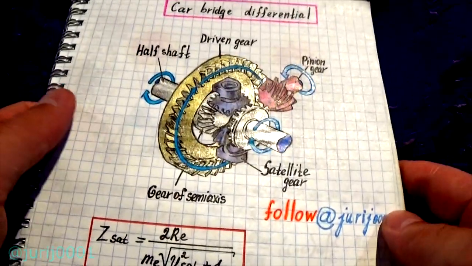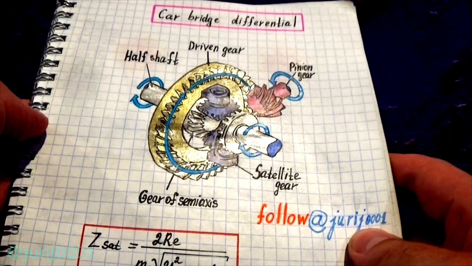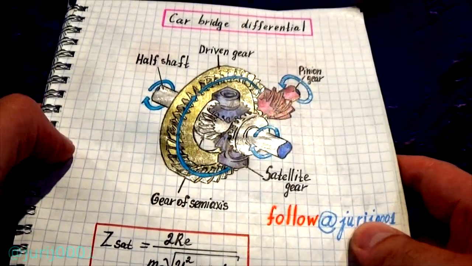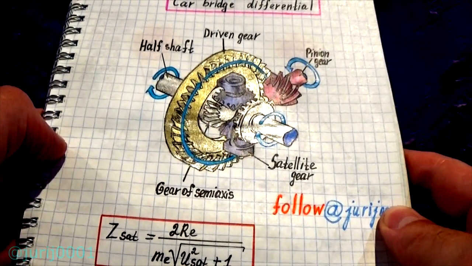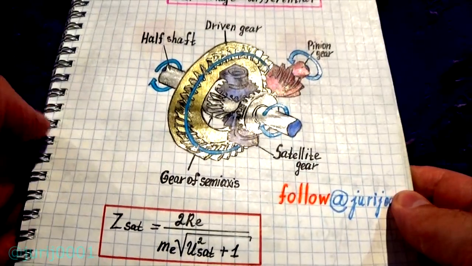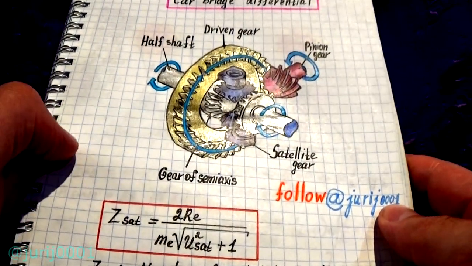So friends, the next note is the rear axle differential, more precisely the center differential of the rear axle. This is a clever device that allows the wheels to rotate at different speeds on a curved section of the track. This may seem quite unusual: how can the wheels rotate at different speeds from the same shaft?